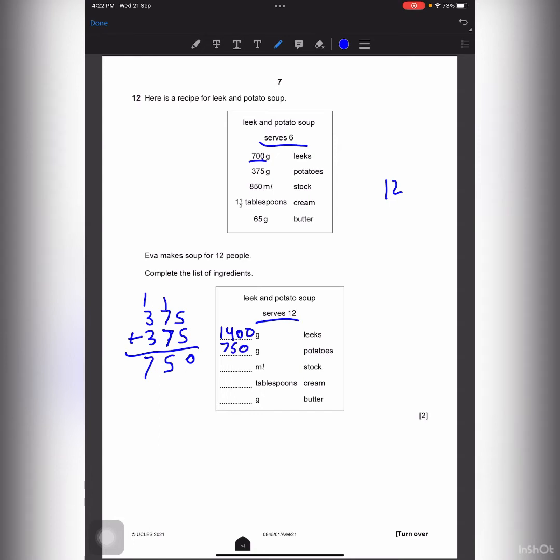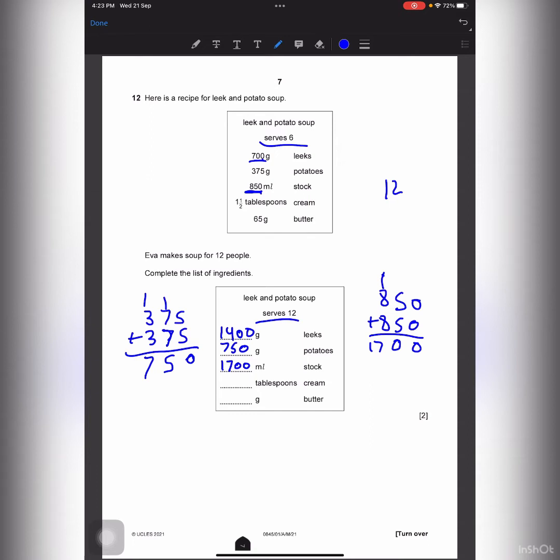750 grams of potatoes. Next. So here it is 850 ml of stock. So what we're going to do, 850 plus 850. Yes, it's super easy. 0, 10 will go up there. 8 plus 8 is 16. We'll do 17 because there's a 1 right up there. So 1,700 is our answer for this one. 1,700. Simple.